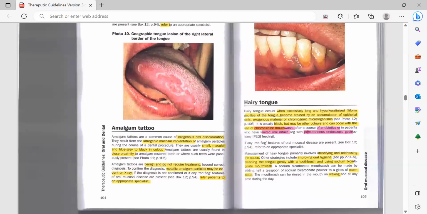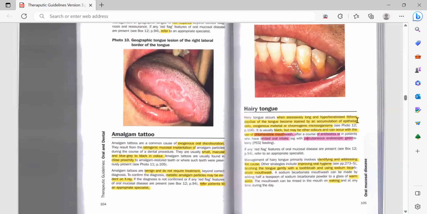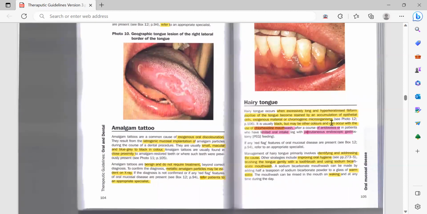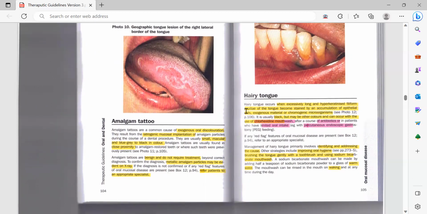Then the hairy tongue. Hairy tongue occurs when excessively long and hyperkeratinized filiform papillae of the tongue become stained by an accumulation of epithelial cells, exogenous material, or chromogenic microorganisms. You all know that the tongue contains many types of papillae. The filiform papillae are the smallest ones and they are many in number. So when they get hyperkeratinized and there is accumulation of epithelial cells, material, and chromogenic bacteria on top of them, that is called hairy tongue.